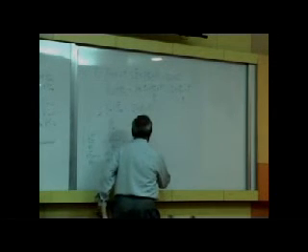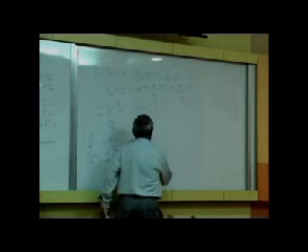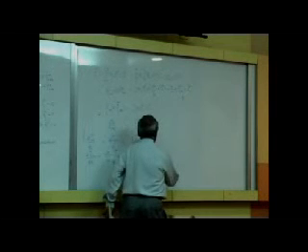Whereas dP center of mass is nothing but the external force, as if it is acting at the center of mass. So this is nothing but r center of mass cross the total external force, as if it is acting at the center of mass.